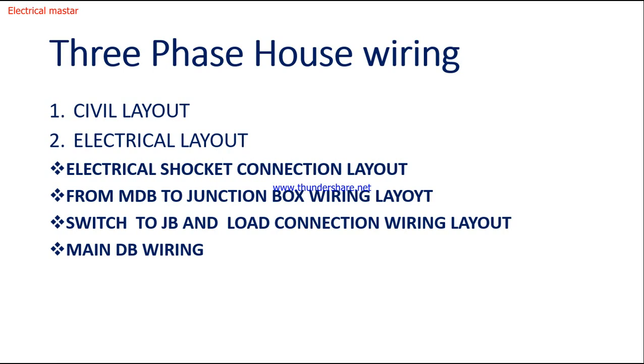And fourth, the main DB wiring. Main DB wiring is nothing but the wiring from the electricity pole to our house energy meter, and from the energy meter to the main incomer DB. How we have to do the wiring. So if you prepare this drawing, then it will be very easy to do the work on site.